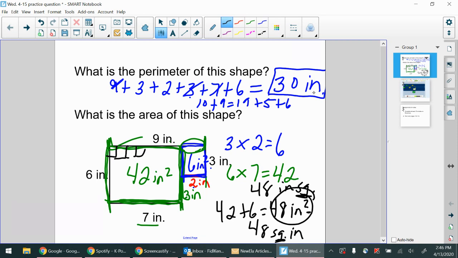Okay, so perimeter, we just label what we measured in. In area, we label with what we measured in and that idea of squaring. Okay, so that's how we can find the area of a shape that's not a perfect rectangle.